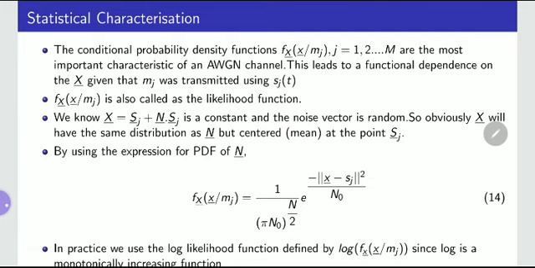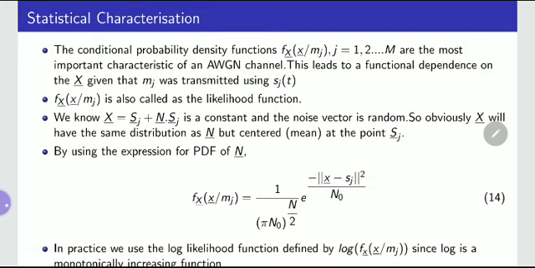We have seen that if we are sending a message, there is a fixed probability for each of the infinite points in the n dimensional space that we can get, and that depends on the message that we are sending and the noise also. So that conditional probability density function is the most important characteristic of an AWGN channel. So this leads to a functional dependence on x given that mj was transmitted using sj of t. So I have transmitted mj using the signal sj of t.